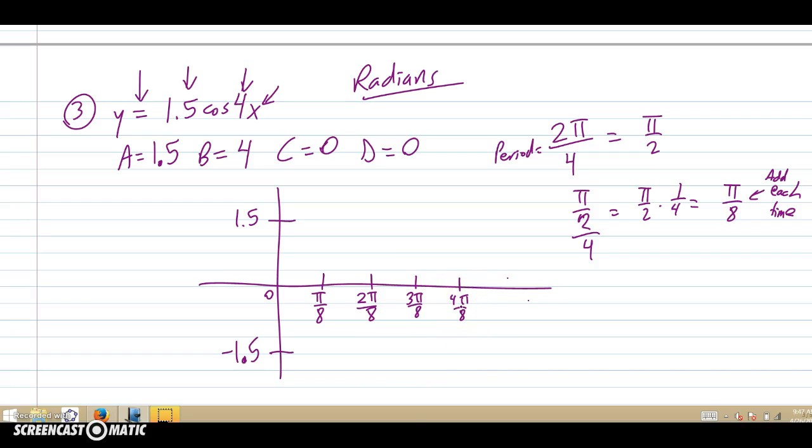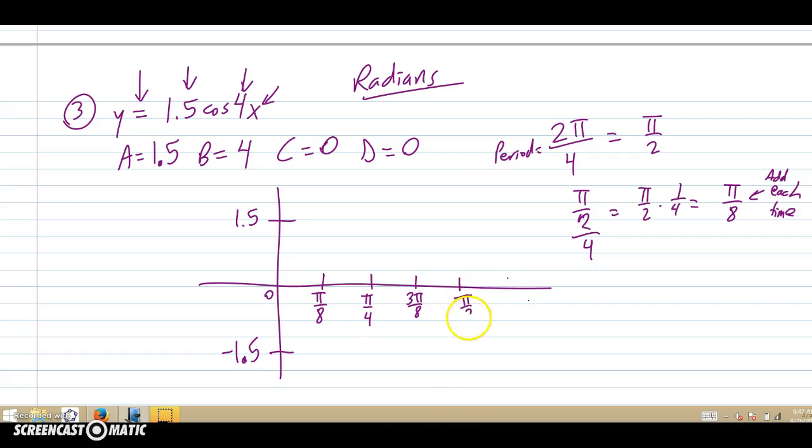Now, that's fine to do that. Make sure you keep common denominators, that way you can just keep adding. But please go back and reduce them, right? So for instance here, 2 pi over 8 reduces to pi over 4. 3 pi over 8 is good. 4 pi over 8 reduces to pi over 2.